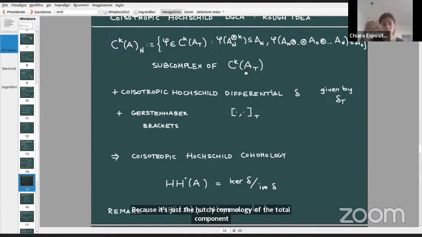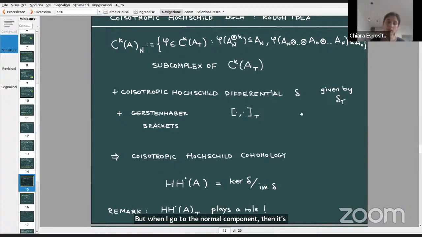But when I go to the normal component, it's a bit different, because this is really the kernel of the restricted differential. And again, also for the zero component, we have something different. We have to restrict and restrict. And so this gives us something different. And I really want to remark that here, the total component does play a role. And this you will see.